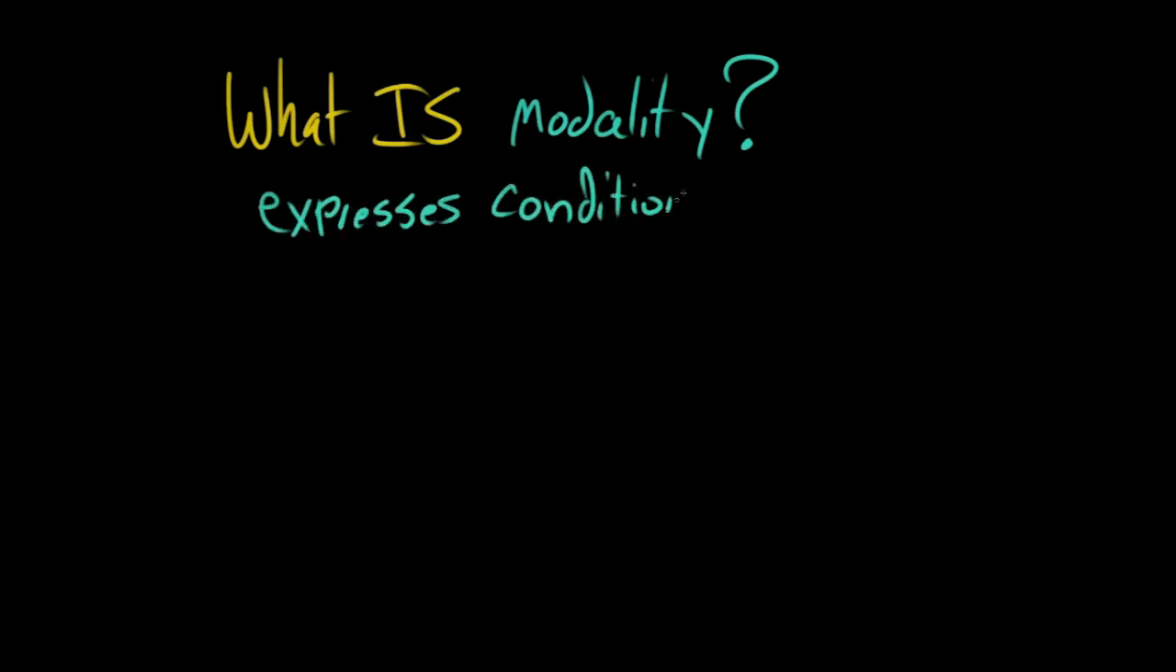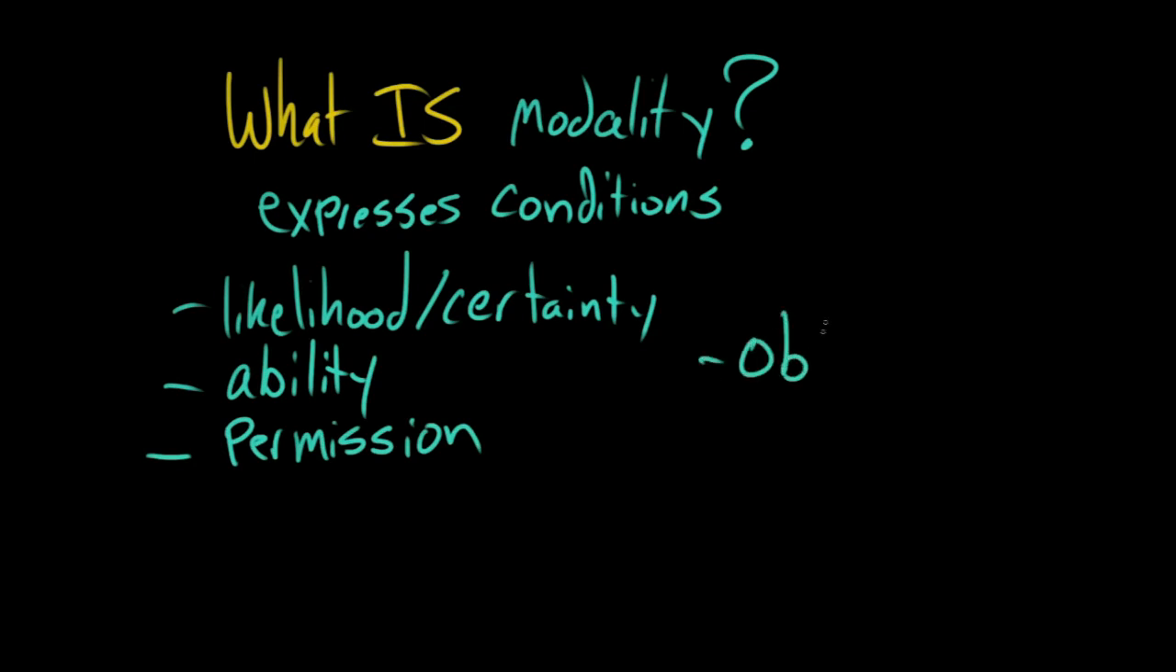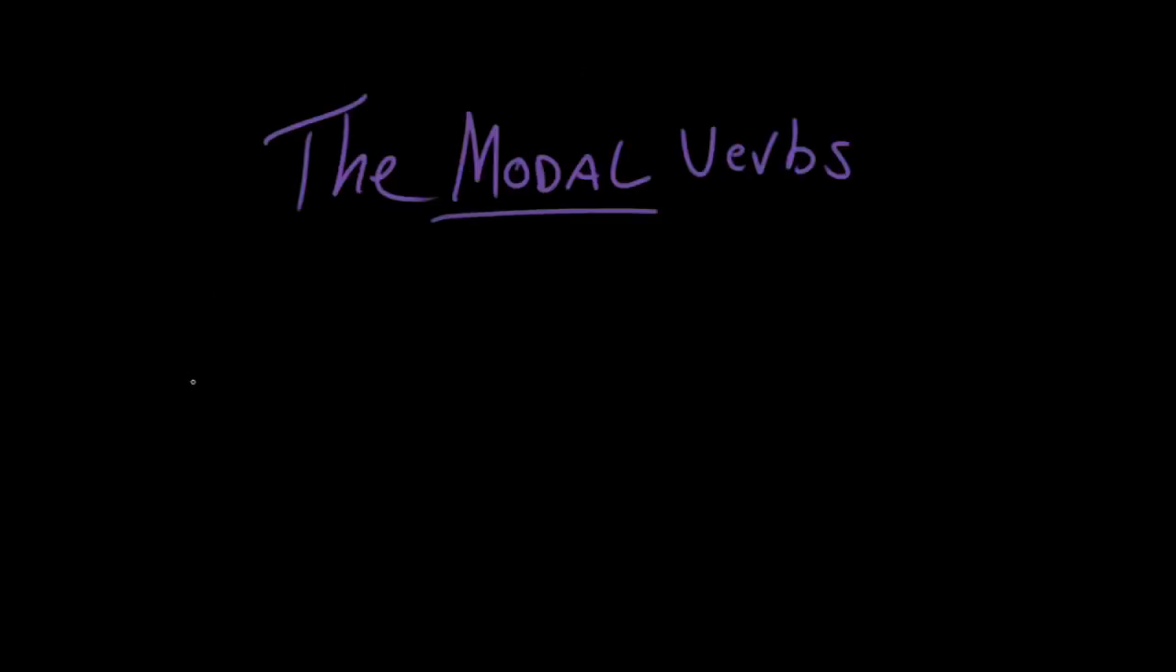So we can use these verbs to determine if something is likely to happen or certain to have happened, whether or not something is possible or whether or not we have the ability to do something, whether or not we have the permission to do something, and whether or not we have the obligation or requirement or need to do something. You already know all of these verbs, I promise you. You just didn't know this name for them.